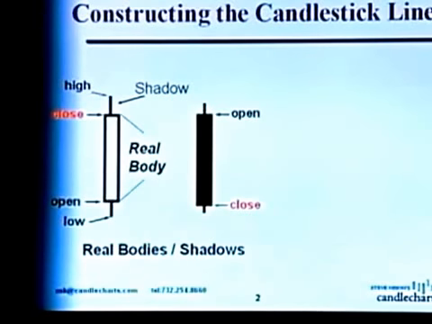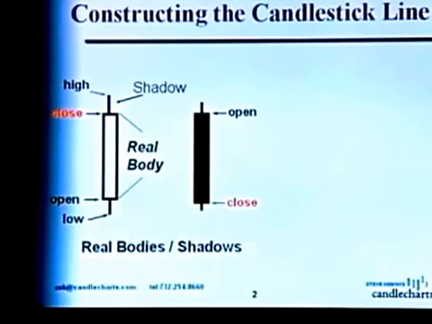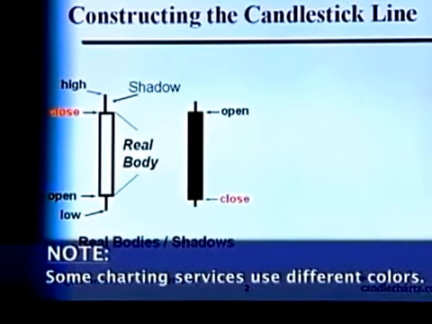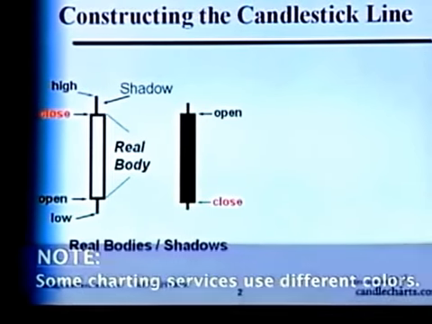So we have a white real body because the close is higher than the open. A black real body means that the close is under the open.